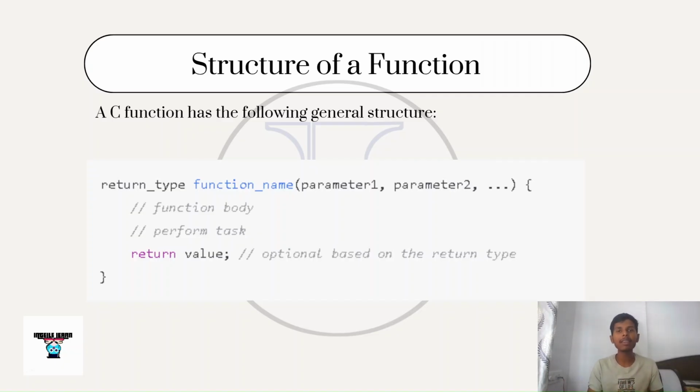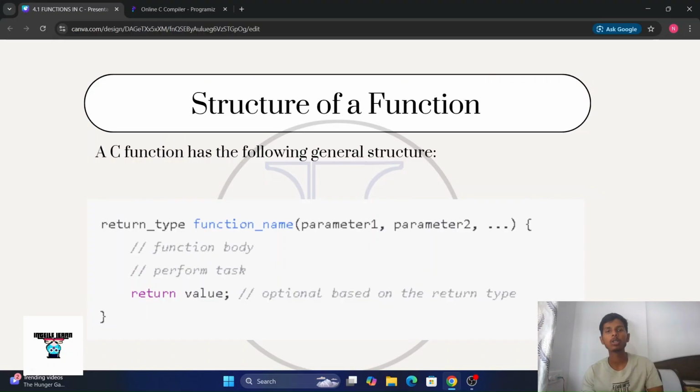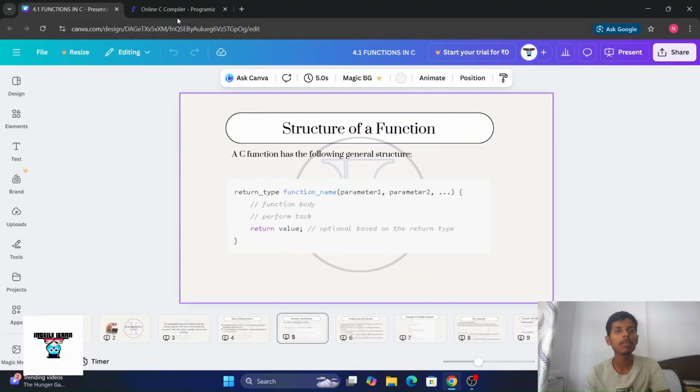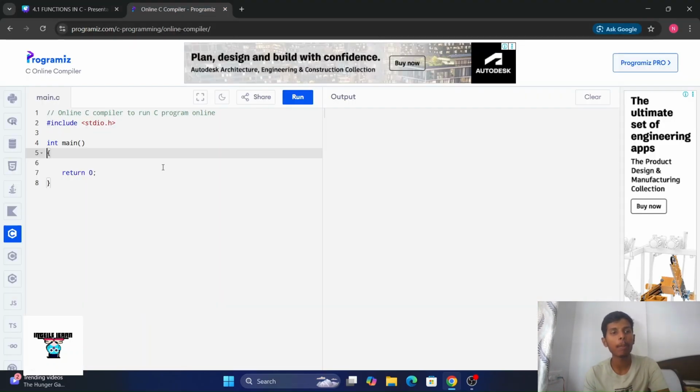The return keyword is used to return the value from the function towards the main function. So what is this process? I am going to let you know in this topic right now. So let's get started with the practical. So let's begin. I have turned on the compiler.